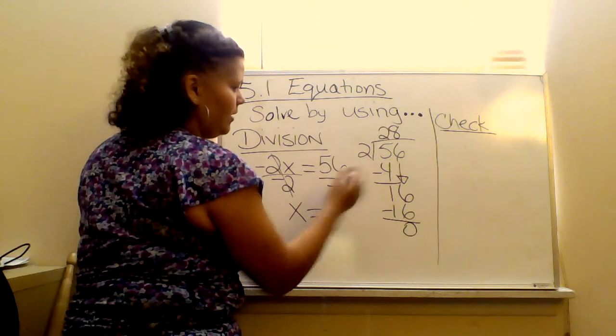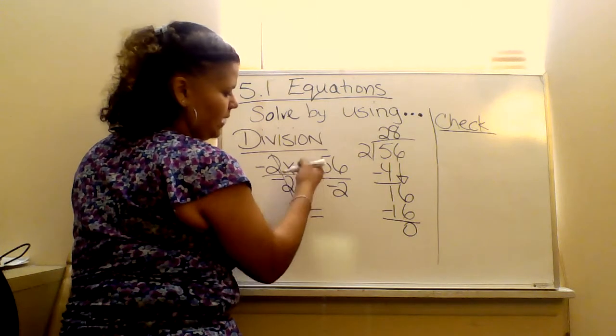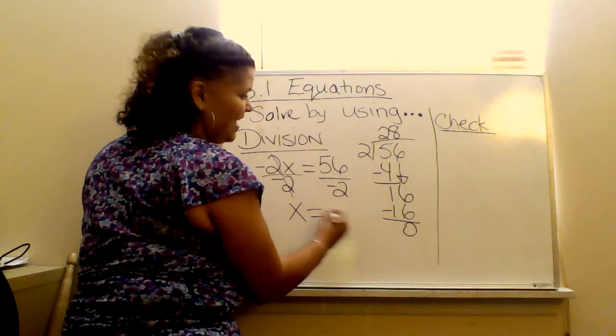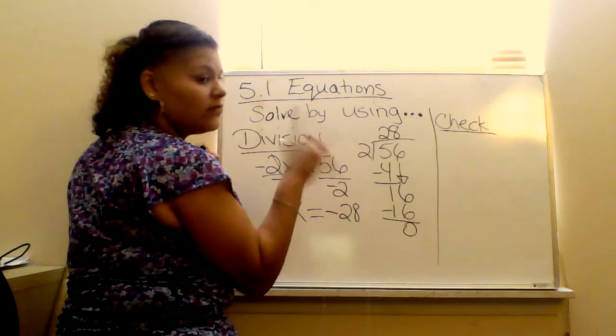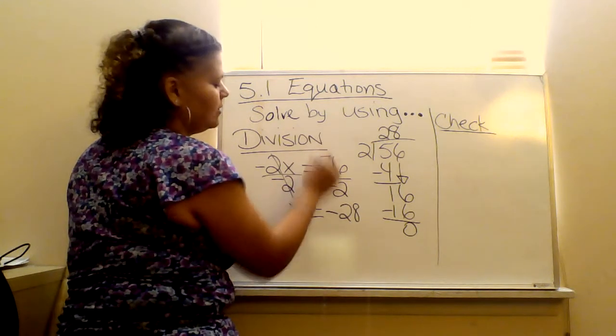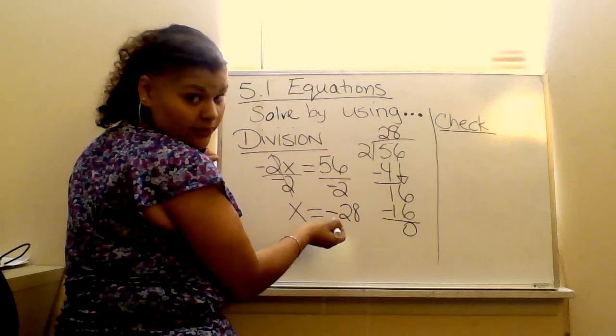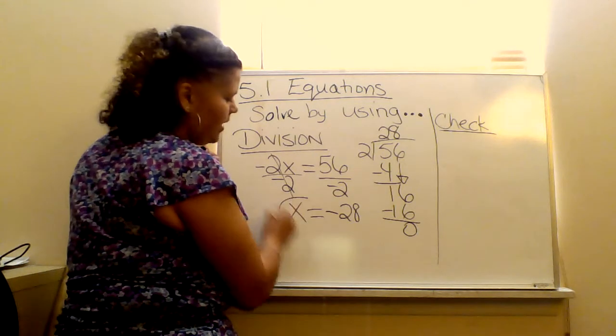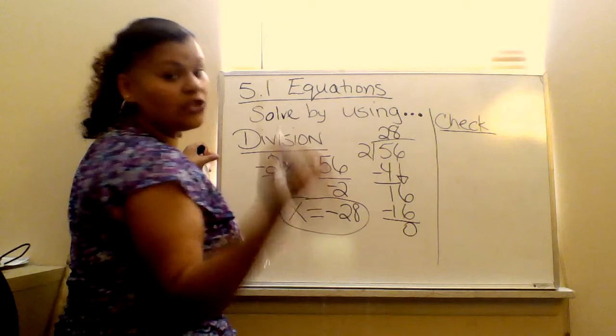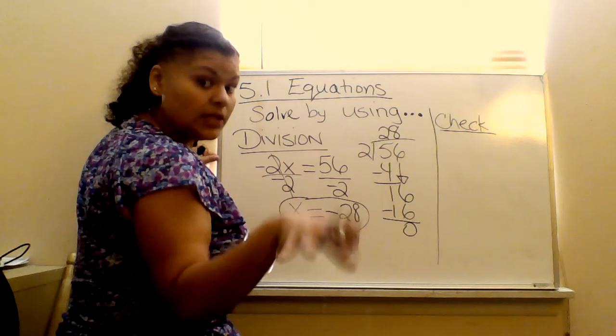So you know that x equals, and because there's a positive being divided by a negative, it'll be negative 28. Remember, when you're multiplying or dividing, if you have different signs, or opposite signs, your answer will always be negative. Okay? So now x equals negative 28. So now we have to check our work to make sure that it's fine.